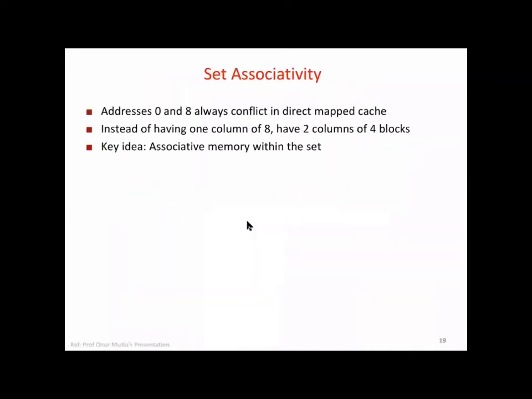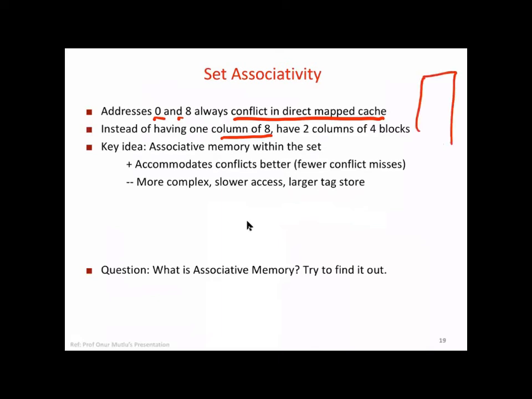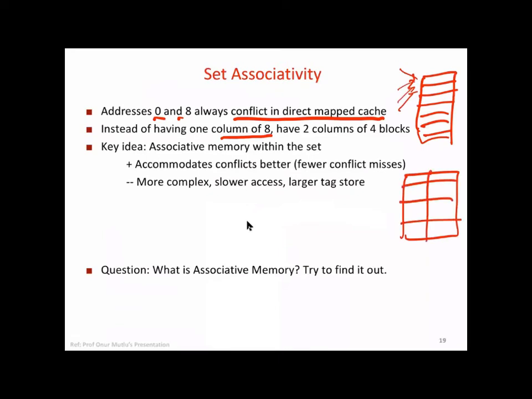Hence comes the concept of set associative memory. So we have seen the addresses 0 and 8 always conflict in a direct mapped cache. Now we had a column of 8 blocks in cache memory, one after the other, and 4 blocks were mapping to the same location. So why can't we do it in such a way that we have 2 such blocks in one index? Now the number of index entries in the cache will reduce to 4, however there will be 2 blocks.